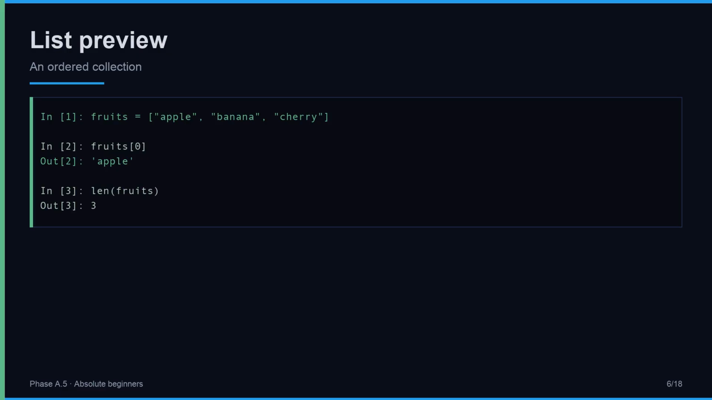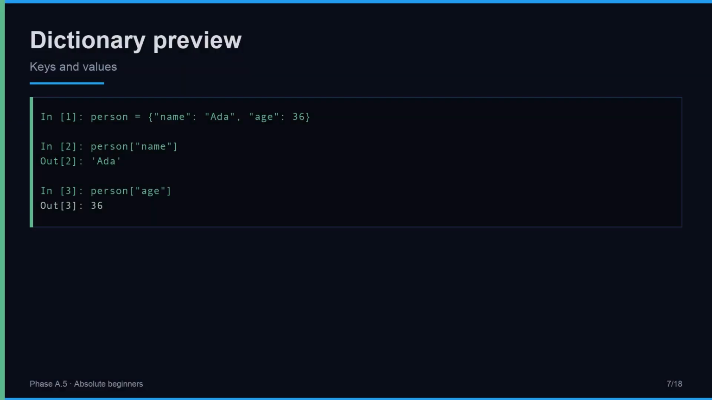Here is a first taste of a list. Fruits equals apple, banana, cherry, 3 strings inside square brackets. The order matters, apple is first, banana is second, cherry is third. You reach individual items by position. Fruits square brackets 0 gives apple. Counting starts at 0. Len of fruits gives 3, the number of items. We go deep on lists in the next lessons.